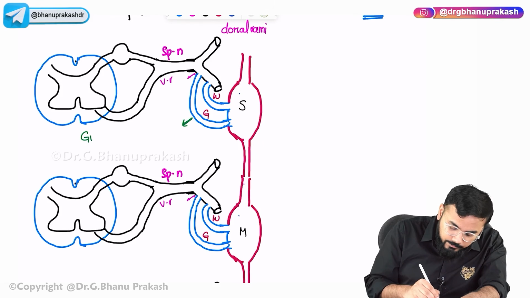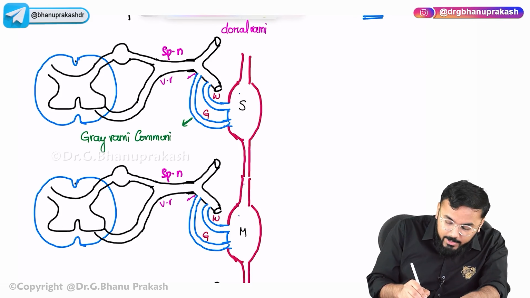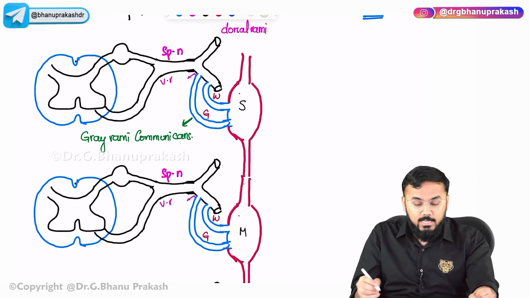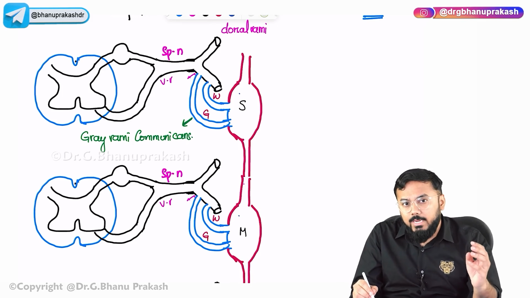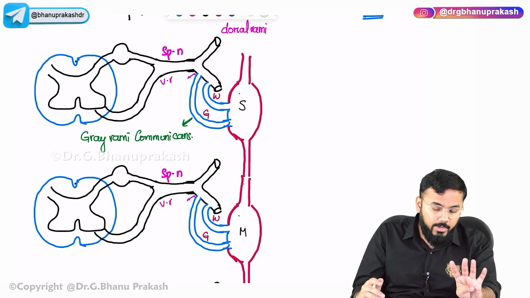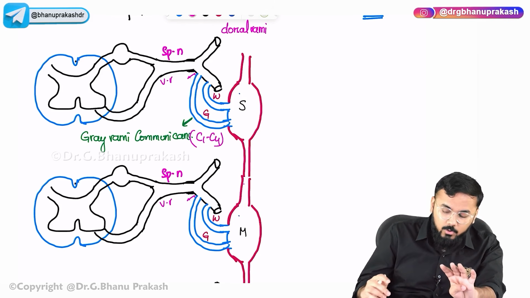What is this? Gray rami communicants. This is the gray rami communicants of the superior cervical ganglia. How many gray rami communicants will be there for the superior cervical ganglia? 4. So what are these 4? C1 to C4. Now I know you did not understand.